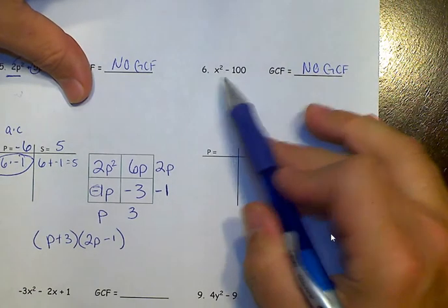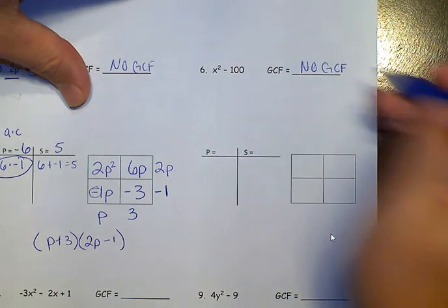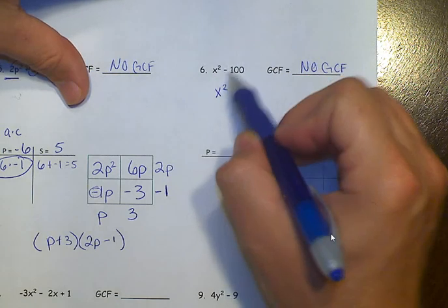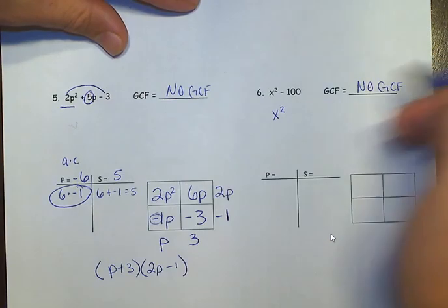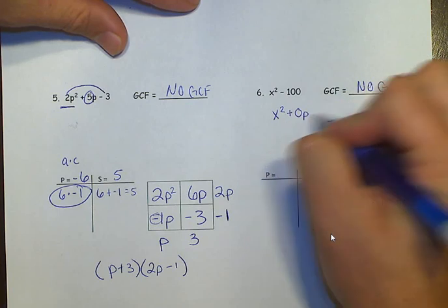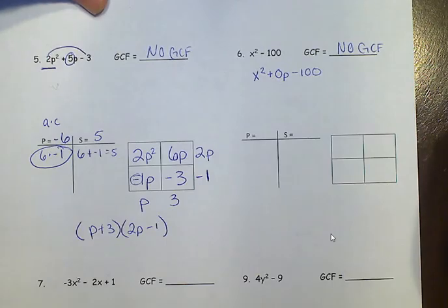But notice this looks a little bit different. I have x squared minus 100. So I want to rewrite this, x squared. Remember there's no middle term there, like here, 5p. So what do we think it is? 0p minus 100. So what's going to be my product?